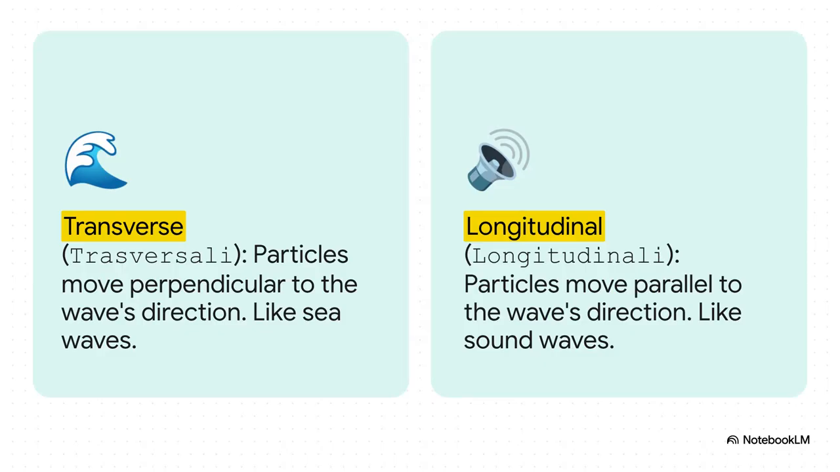Now, waves pretty much come in two main flavors. On one hand, you've got transverse waves. This is where the particles move up and down while the wave itself moves forward, like a classic ocean wave. But then you have longitudinal waves. Here, the particles get squished together and pulled apart in the same direction the wave is traveling. Imagine a slinky being pushed. And this one is key, because that's exactly how sound travels.